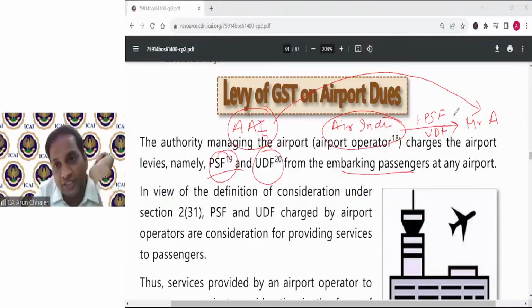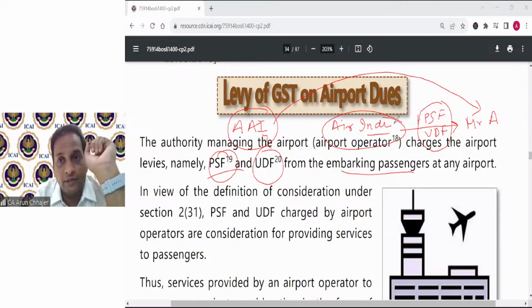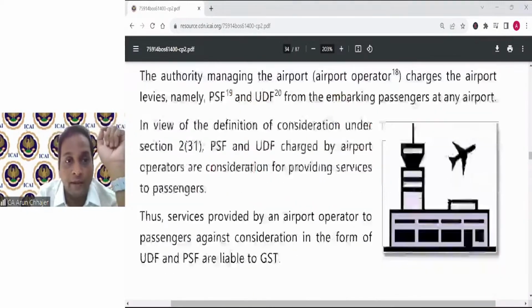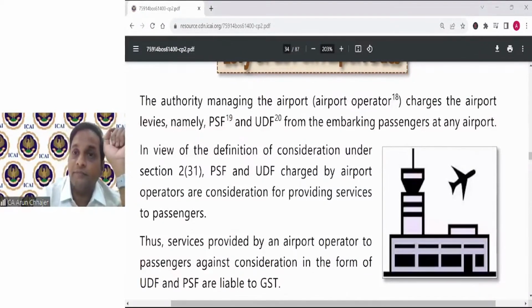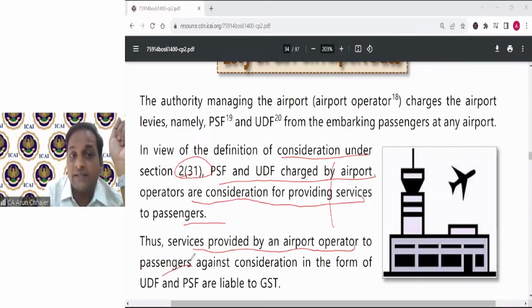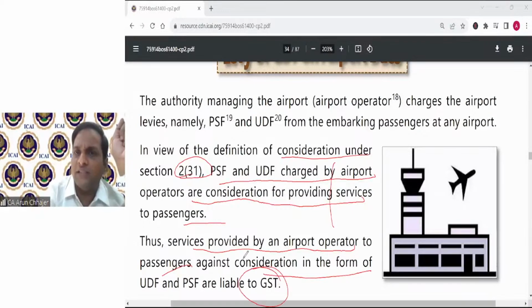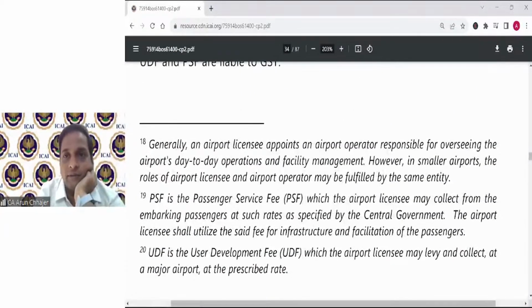Okay. Now the question is whether this PSF and UDF charges, which is collected by Air India, whether tax would be applicable, what is the situation? That has been clarified by the circular. In view of the definition of consideration under this particular section, PSF and UDF charges charged by the airport authority, airport operator are considered for providing the service to the passenger. Correct. Therefore, the service provided by airport operator to passenger against consideration are liable to the GST. No doubt about that. This part has been explained.